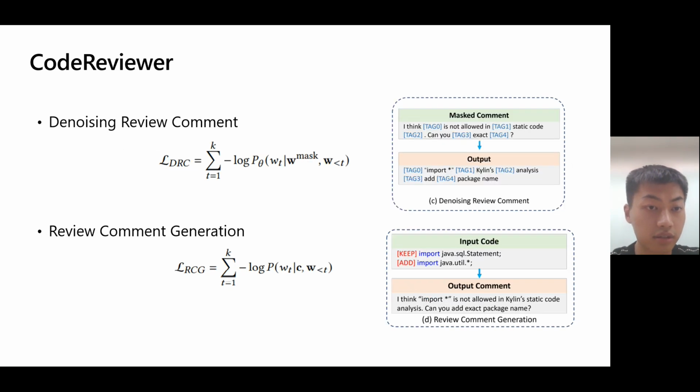The third task is the denoising review comment. It's also a denoising task, but on the comment side. And the last task is the review comment generation. In this task, the encoder will take the code diff as input, and the decoder will generate its corresponding review comments. This task can enable the model to understand the relationship between the review comment and the code diff.